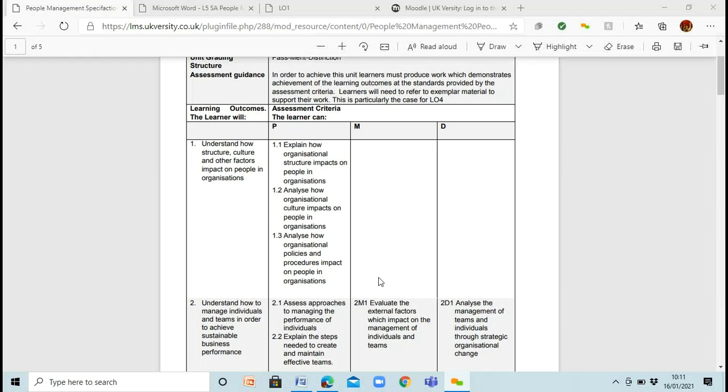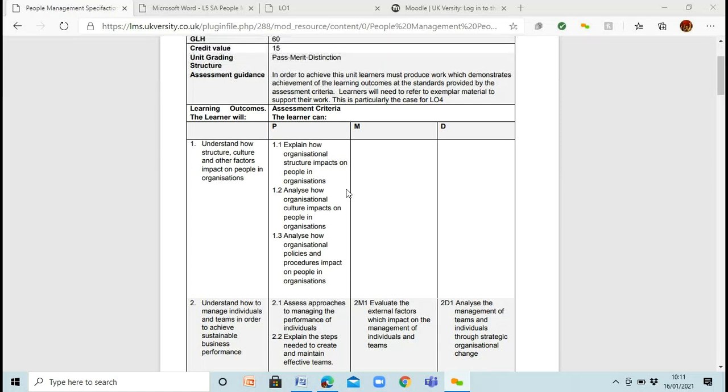So there are three assessment criteria for this. There's 1.1, which says, explain how organizational structure impacts on people in organizations. 1.2, analyze how organizational culture impacts on people in organizations. And 1.3, analyze how organizational policies and procedures impact on people in organizations.